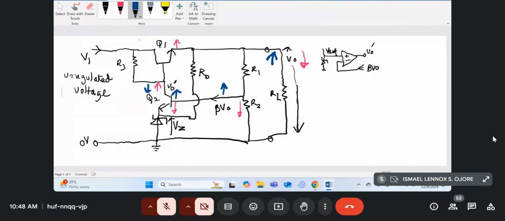When the collector voltage of Q2 goes down, the base drive of Q1 will also go down. And since the emitter follows the base, less current will be supplied at the collector of Q1, so it will decrease. And therefore there will be a decrease in drive current, and therefore the load will tend to remain constant. So that is how it works physically.